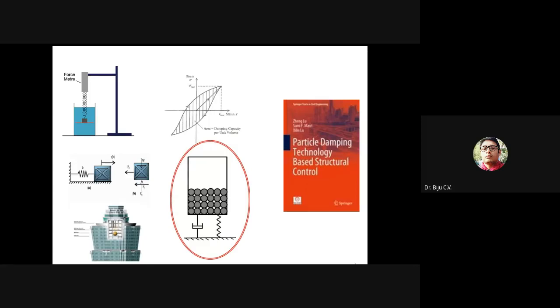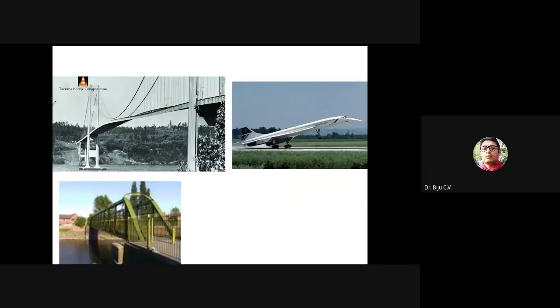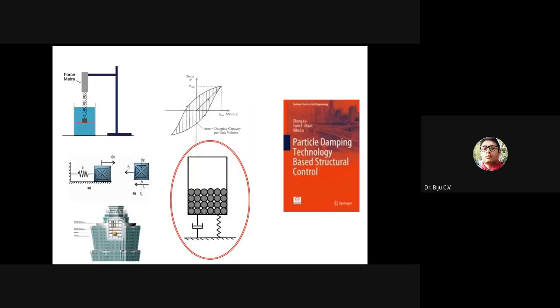Now we were talking about the bridges that failed because of this resonance effect. And now we will just move to the next part, that is different types of dampers. Once the mass is moving through a fluid medium, there will be some resistive force that is affecting the movement of the body. So that principle is used in the case of a viscous damping system.